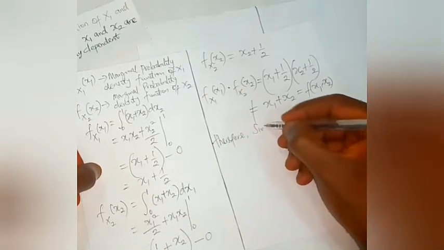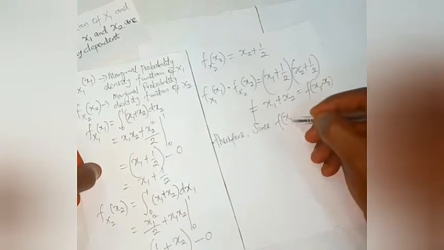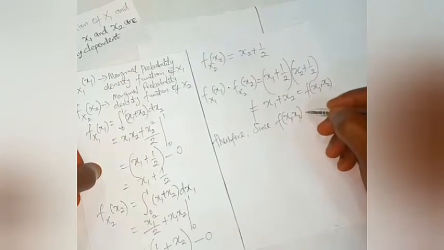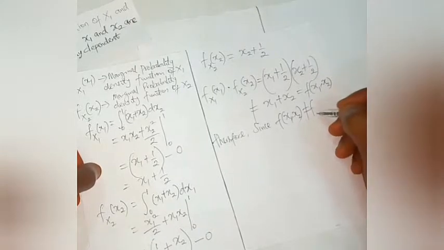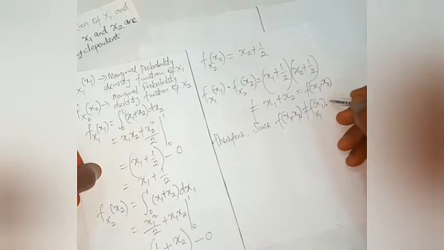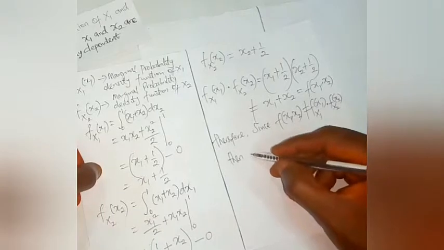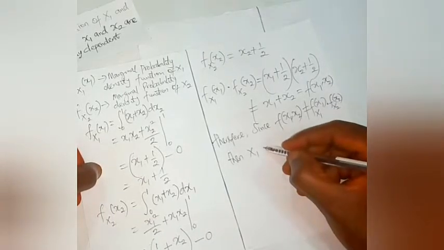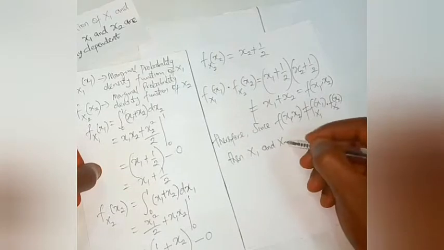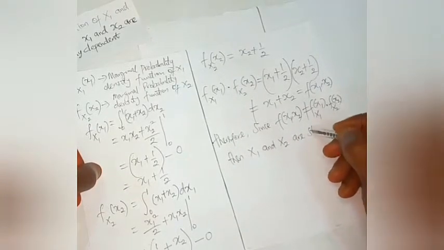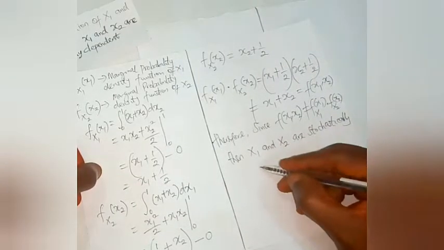Therefore, since f of x1 x2 is not equal to the product of the marginal probability density function of x1 and that of x2, we say that x1 and x2 are stochastically dependent.